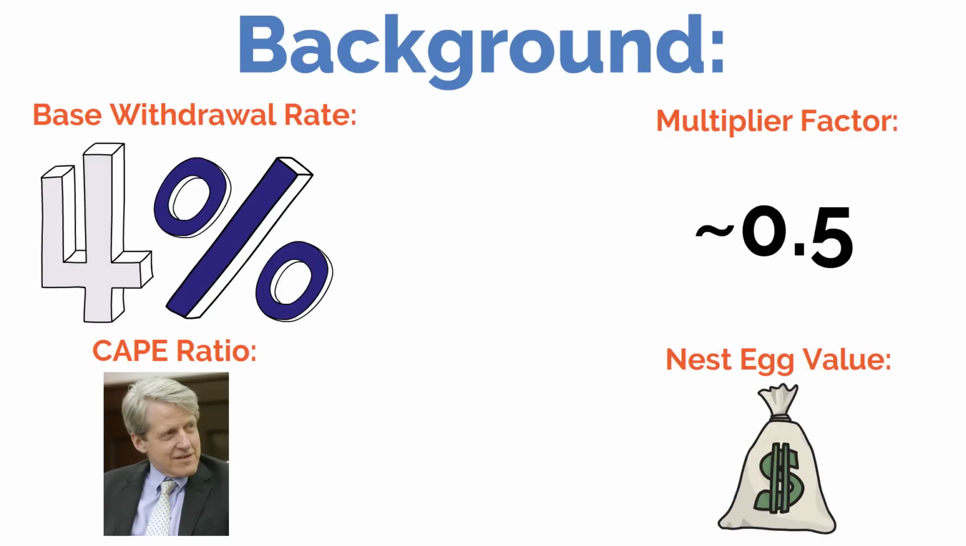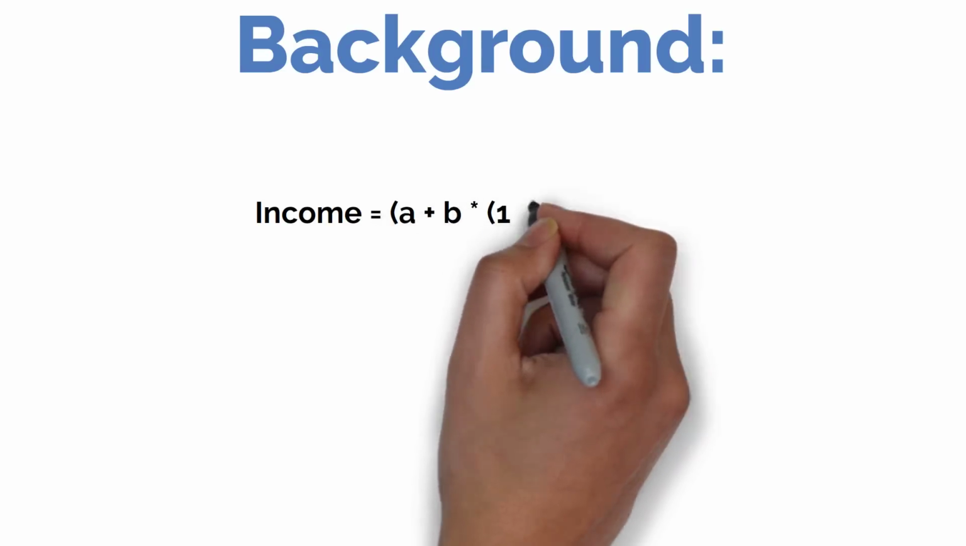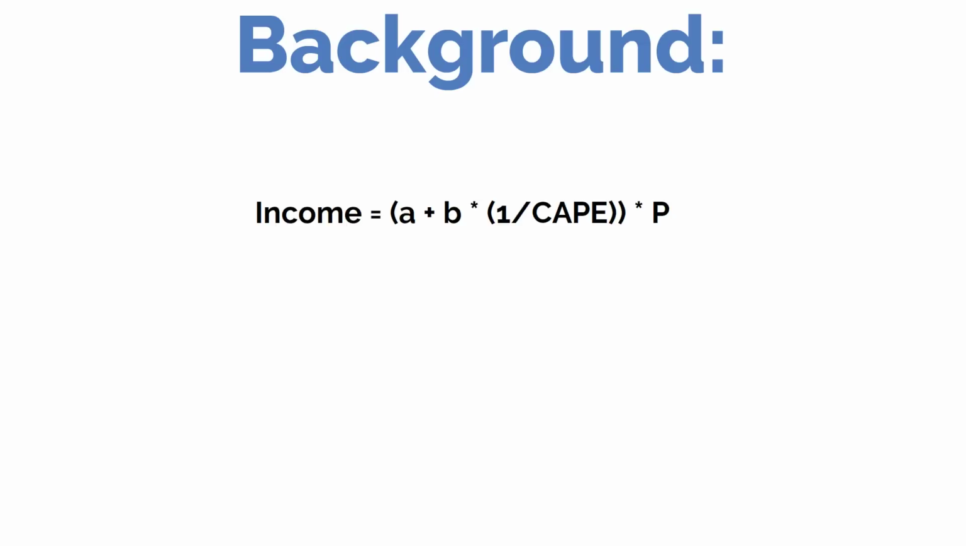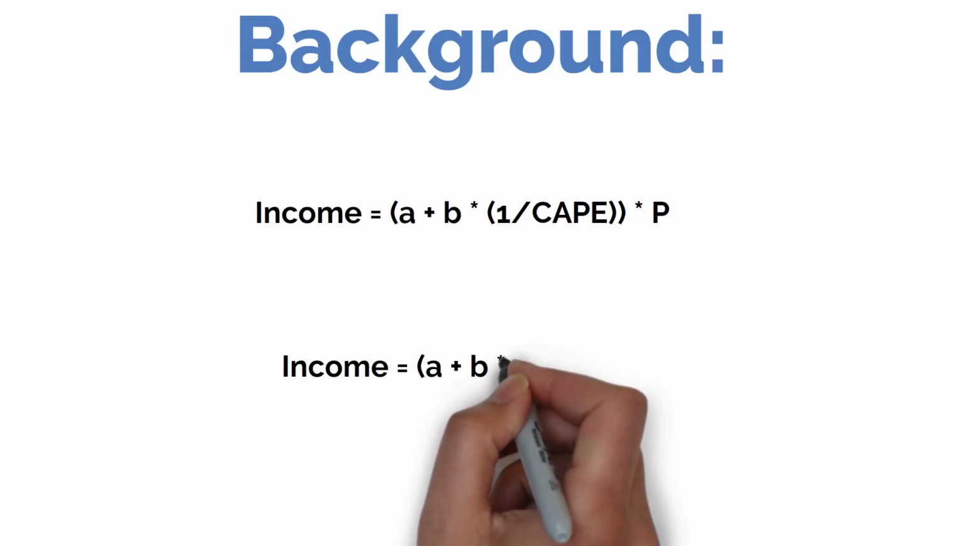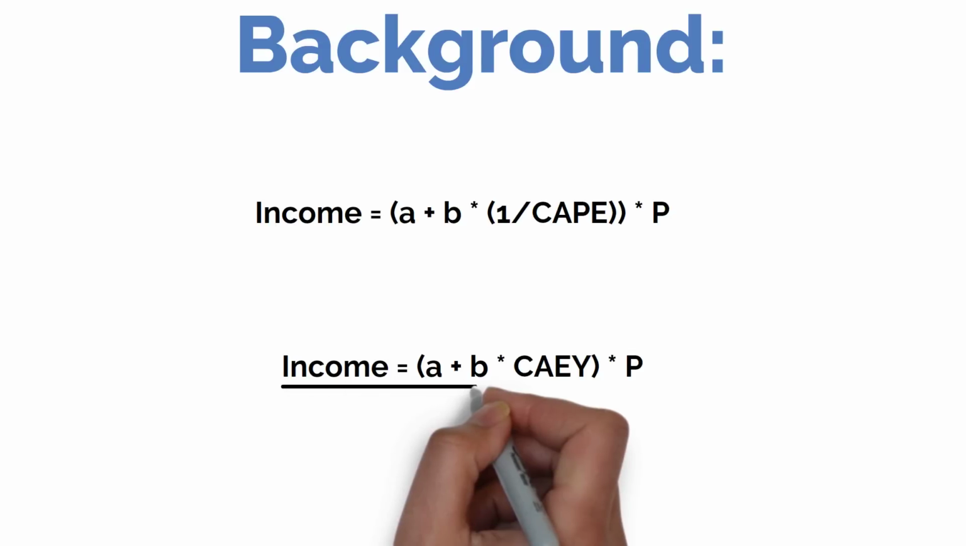Then, to calculate your income for the year, you simply plug those values into the following formula, where A equals your base withdrawal rate, B equals your multiplier factor, and P equals the current value of your portfolio. If you research this strategy for yourself, you may see sometimes the formula uses the cyclically adjusted earnings yield in place of the 1 divided by CAPE, so the formula would look something like this.